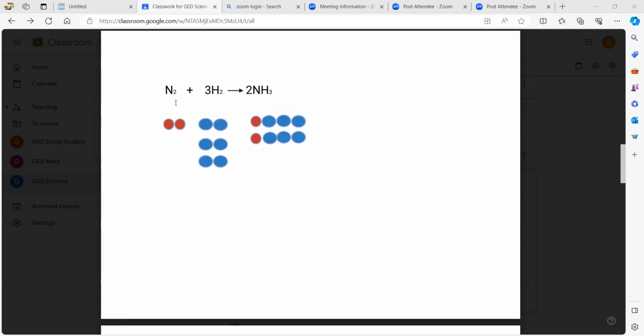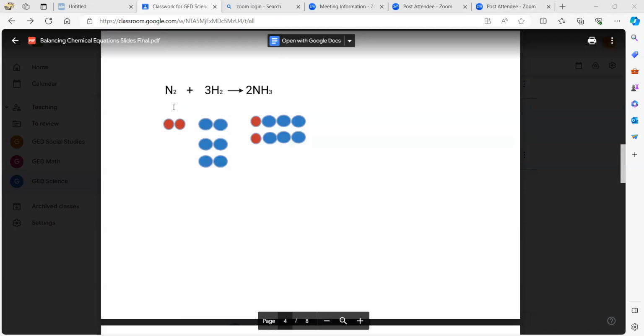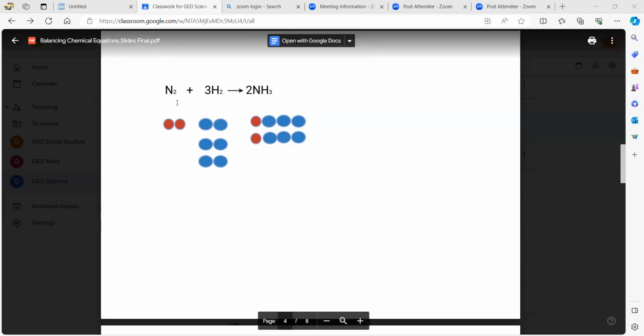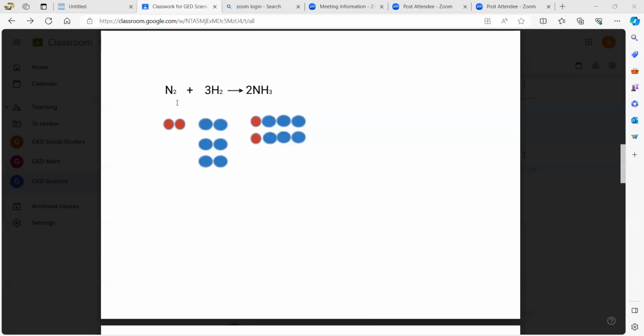The reason for that is this subscript, this little number here, tells me what the substance is. If I change this from a 2 to say a 3, it is no longer the same substance. So for instance, H2O is water, H3O is not water. We can't change it to a new substance. We can just add molecules.